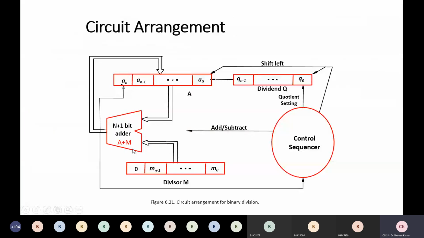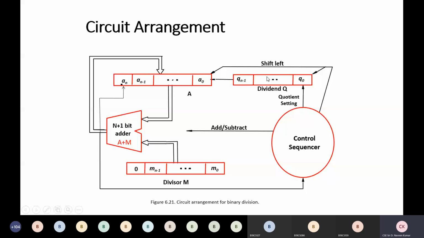Right, the same theory. And how do we implement this in the circuitry? So the same algorithm, how do we implement it in hardware, logic circuitry? Here you can see the divisor M in a register, and the accumulator register A, which starts with all zeros. This is the dividend, which is Q. The entire A register and Q register are treated as one single register, maybe 9 bits in our previous example, shifted left.